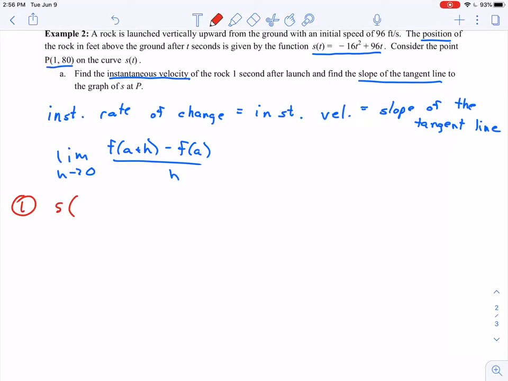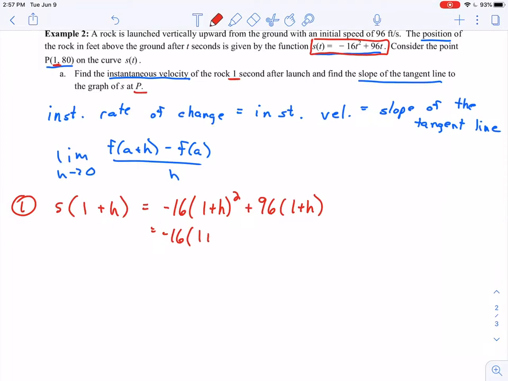We want to know the instantaneous velocity after 1 second, and we also want to know the slope of the tangent line to the graph of s at P, which again has an x value of 1 second. So I'm going to find s of 1 plus h first of all. To do that, I'm taking 1 plus h and plugging that into my position function, negative 16t squared plus 96t. So I should have negative 16 times (1 plus h) quantity squared plus 96 times (1 plus h). Here we'll have to do a little bit of work. This piece right here we will have to FOIL out. Be very careful, it's really easy to make a mistake that way.